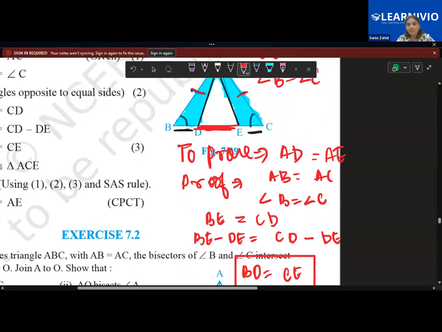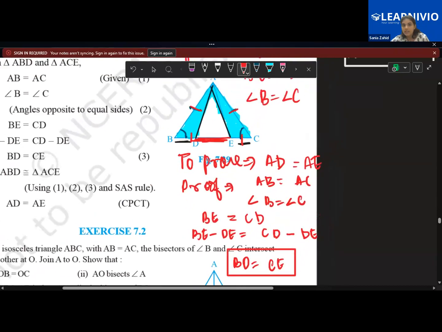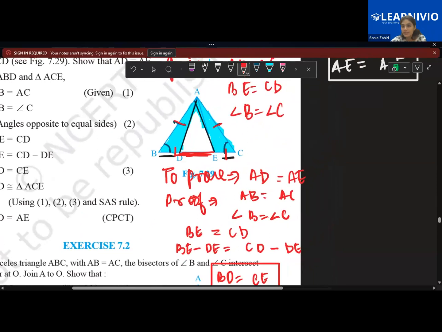Right? So I have this side equal to this side. So both the blue triangles are congruent by the SAS congruency. See children, I will explain once again. AB and AC are already given to us as equal. Angle B and angle C are equal because AB and AC are equal, so the base angles are equal. How did I get BD and EC equal?